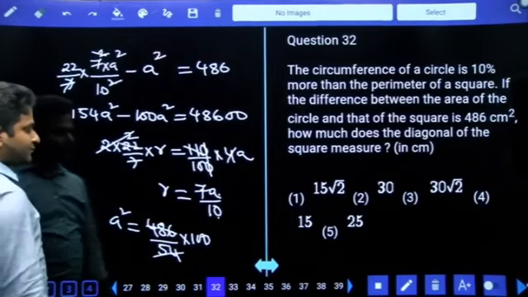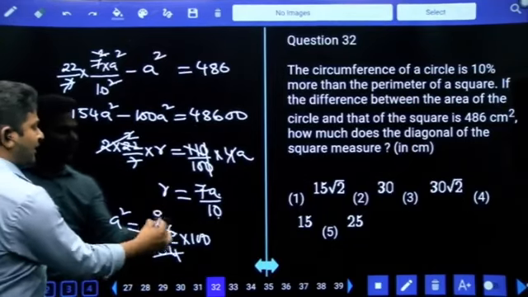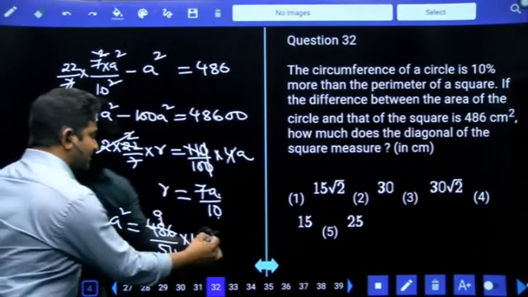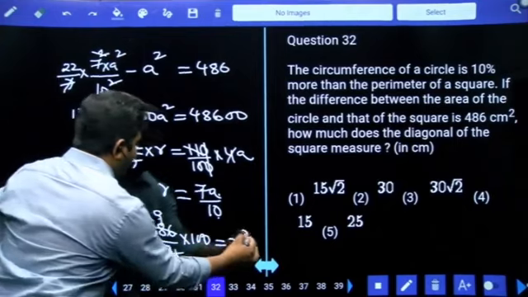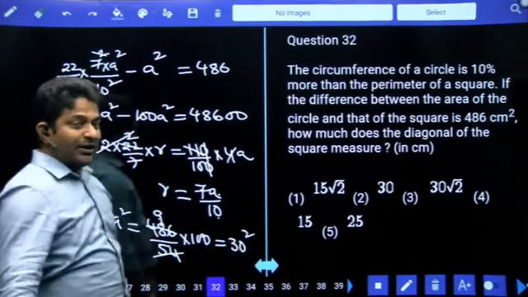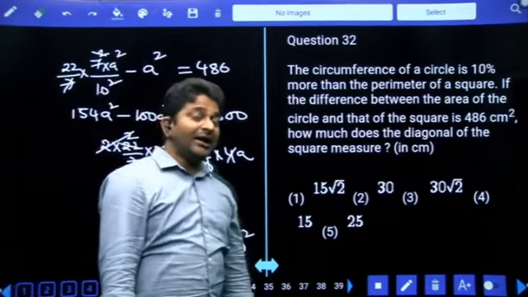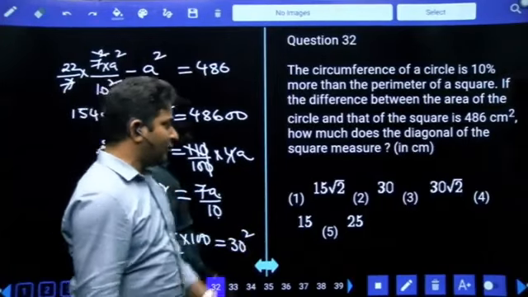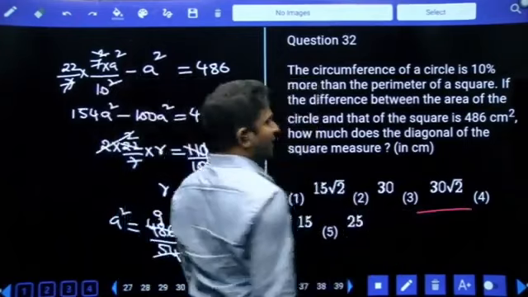a square is equal to 486 divided by 54 into 100. 54 goes 9 times here. 9 into 100 is 900. 900 can be written as 30 square. If a square is equal to 30 square, a is equal to 30, and the diagonal of a square is equal to a into root 2, that is 30 into root 2, 30 root 2, third option is the answer.